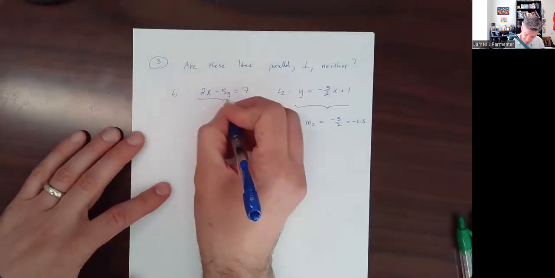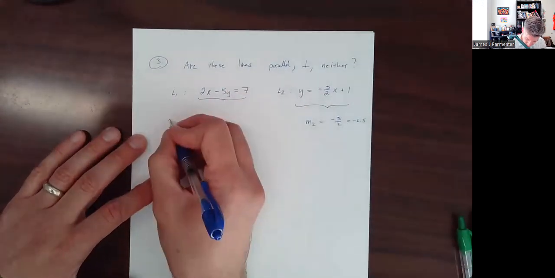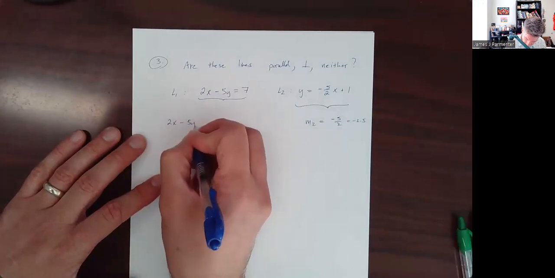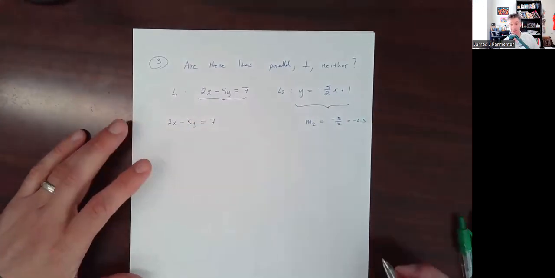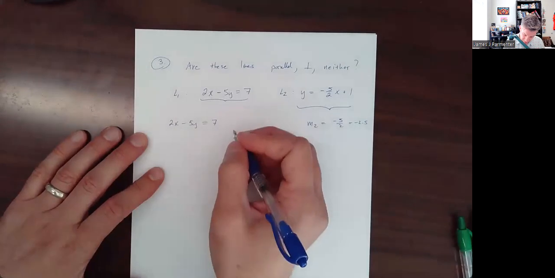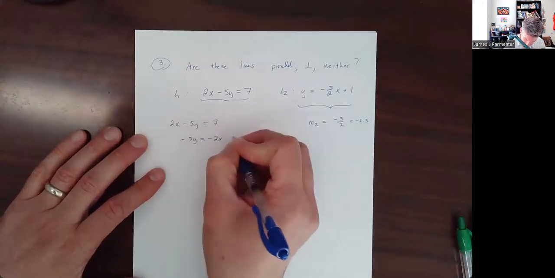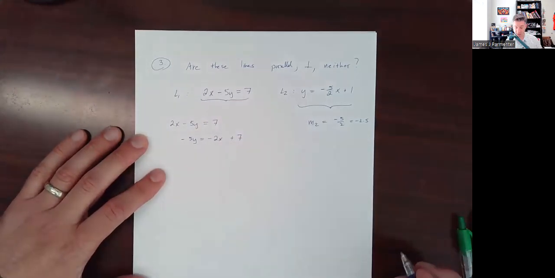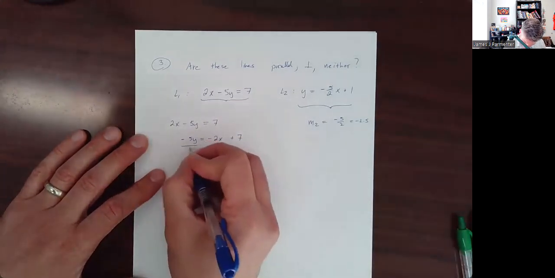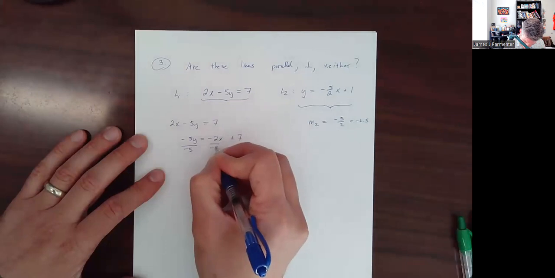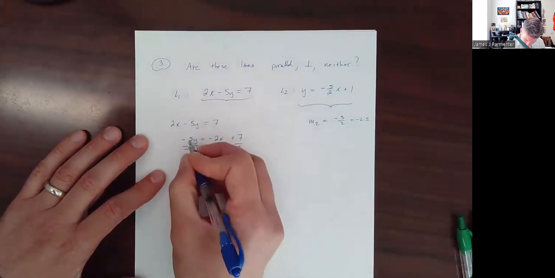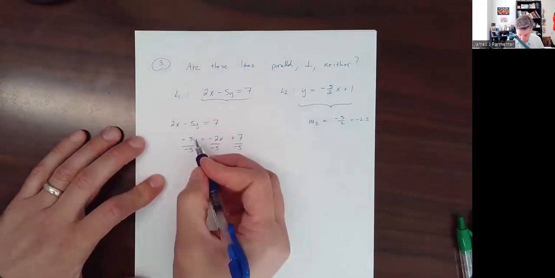Over here, we have to solve for y. So 2x minus 5y. I could have done a step: I could have subtracted 2x from both sides. So negative 5y equals negative 2x plus 7. And then divide everything by negative 5. Negative 5 divided by negative 5 is 1, but the y sticks around.